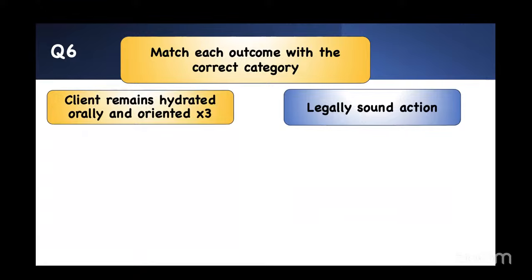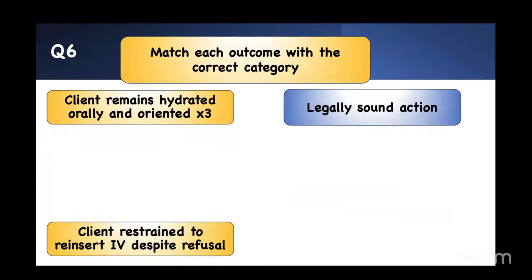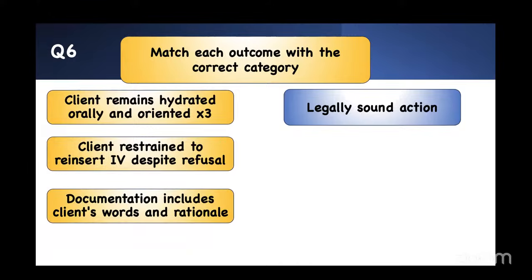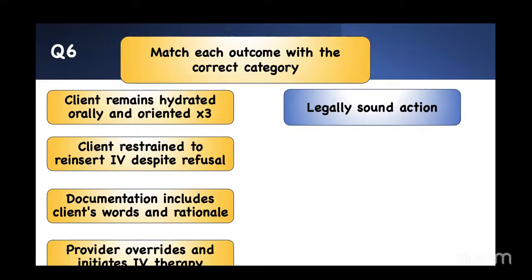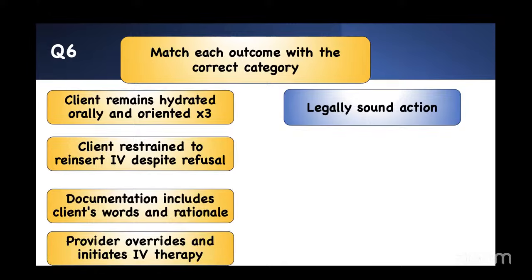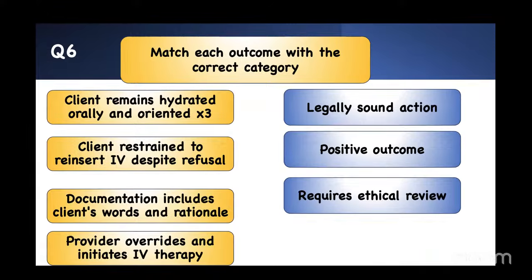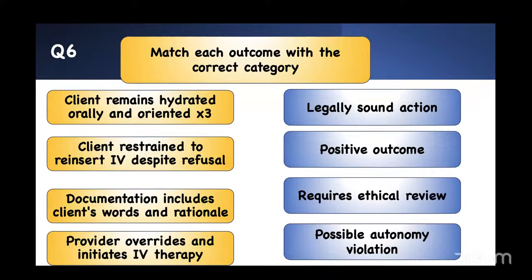Match each outcome with a correct category. Now, I just gave you a bunch of outcomes. Clients remain hydrated. Client restrained to reinsert IV despite refusal. Documentation includes client words and rationale. Provider override and initiate IV therapy. Positive outcome, right? Then require ethical review and possible autonomy violation. Therefore, this is the outcome. What do you think it means?